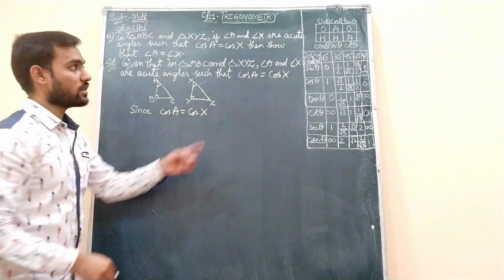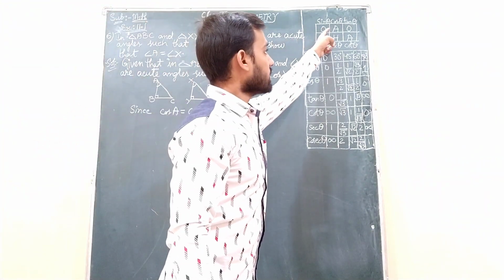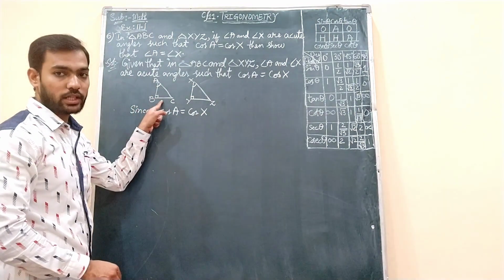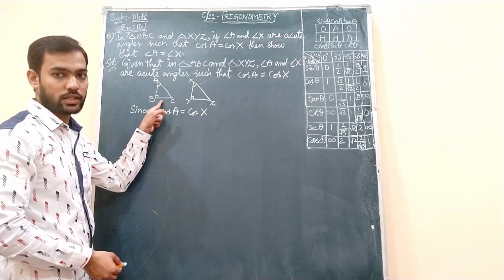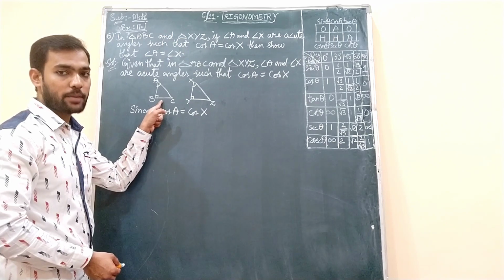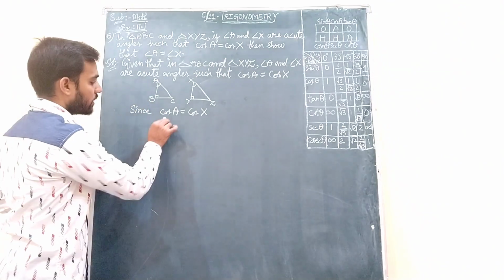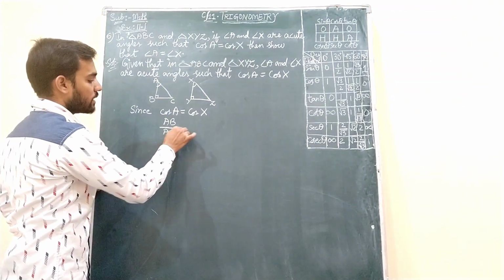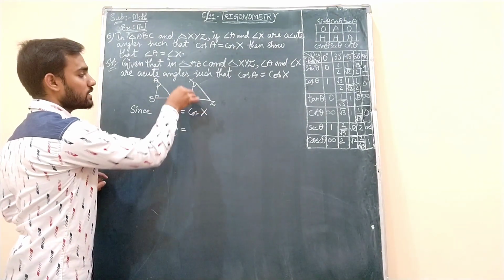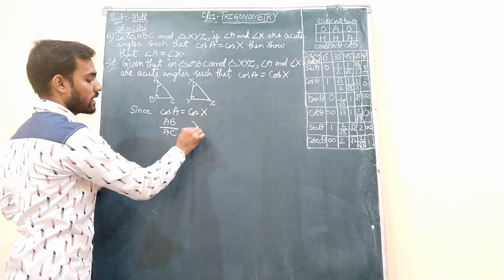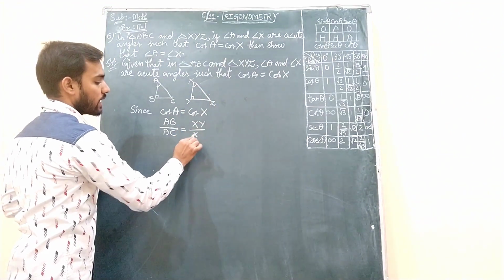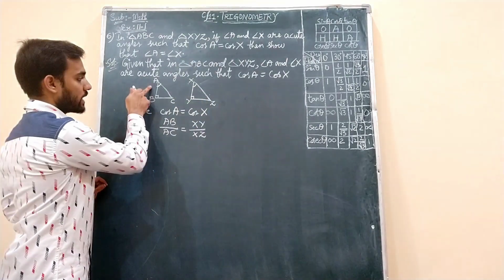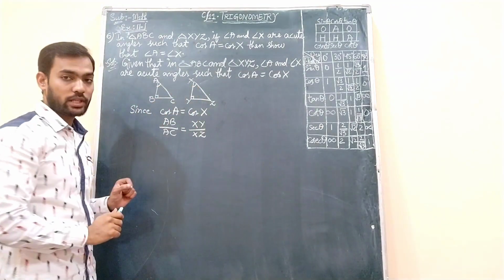Okay. So now, since it is given in the question that cos A equals cos X, what is the formula of cos theta, guys? It is adjacent by hypotenuse. So when we see with respect to A, this is opposite, which is not involved in cos ratio. The formula is adjacent by hypotenuse. This is adjacent AB and this is hypotenuse AC. Same goes over here also. Cos X is adjacent by hypotenuse, XY by XZ, because this will be opposite with respect to X. So adjacent by hypotenuse we got.